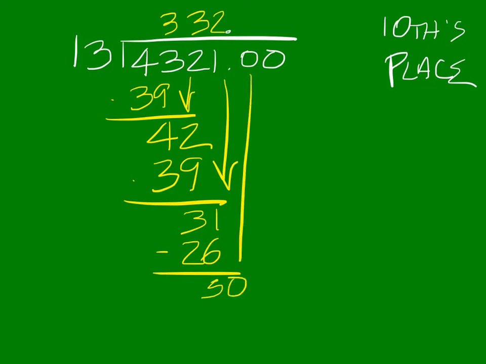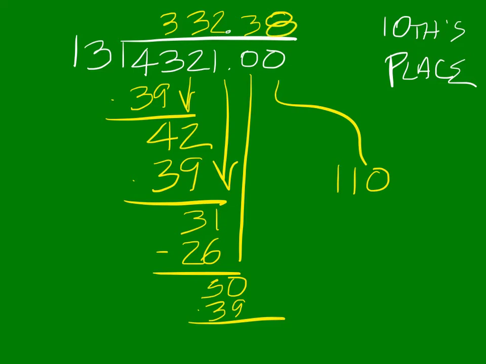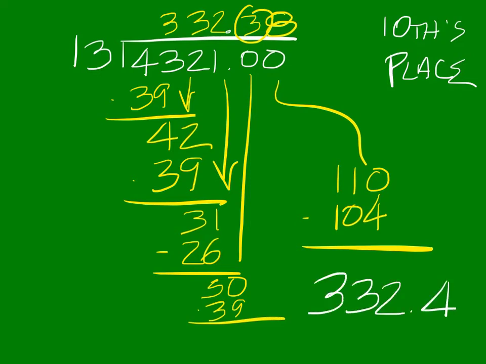Drop a 0. It'll go in 3 times for 39. And you have 11 left over. Drop a 0. 13 into 110. So 13 will go into 39 3 times, into 78 6 times, 91 7, 104 8. And that's as far as we need to go. We're rounding to this place, so it should be 332.4.